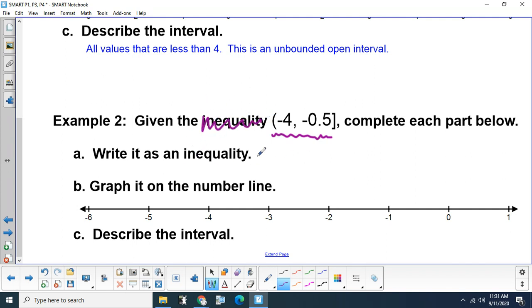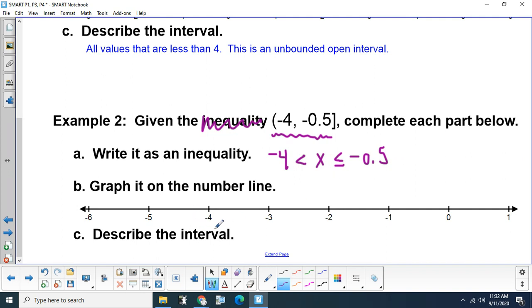And we want to rewrite it as an inequality. Rewriting this as an inequality, we would say, well, we wanted to start at negative 4. X is going to be placed here, and we want it to end at negative 0.5. Because this is a soft bracket or a parenthesis, I'm going to use just the less than. And because this is a hard bracket, I'm going to use the or equal to. Now it's indicating that this inequality will have all x values from negative 4 to negative 0.5.